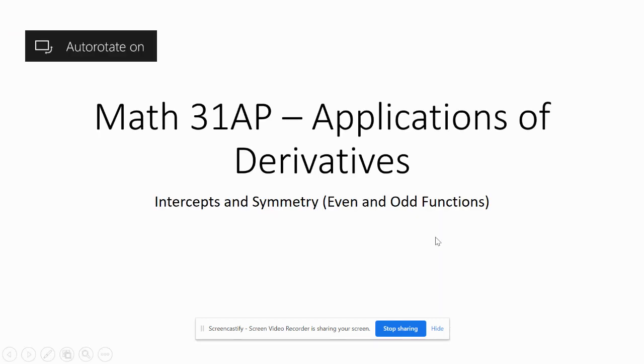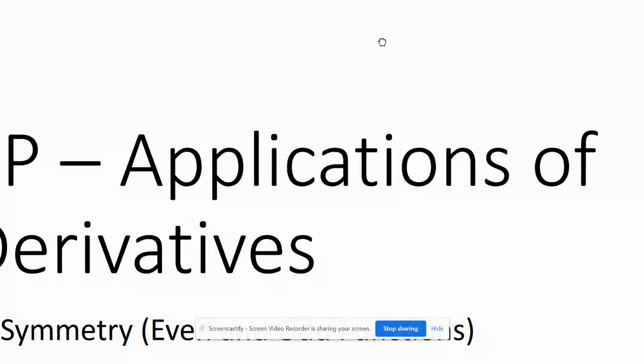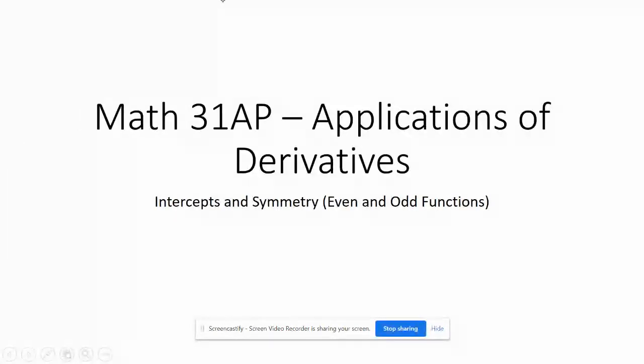So the part of the course we're switching into right now, and guys, this is for Math 31 AP or just regular Math 31 as well, is called Applications of Derivatives, and the first part we're going to be doing is what we call curve sketching.